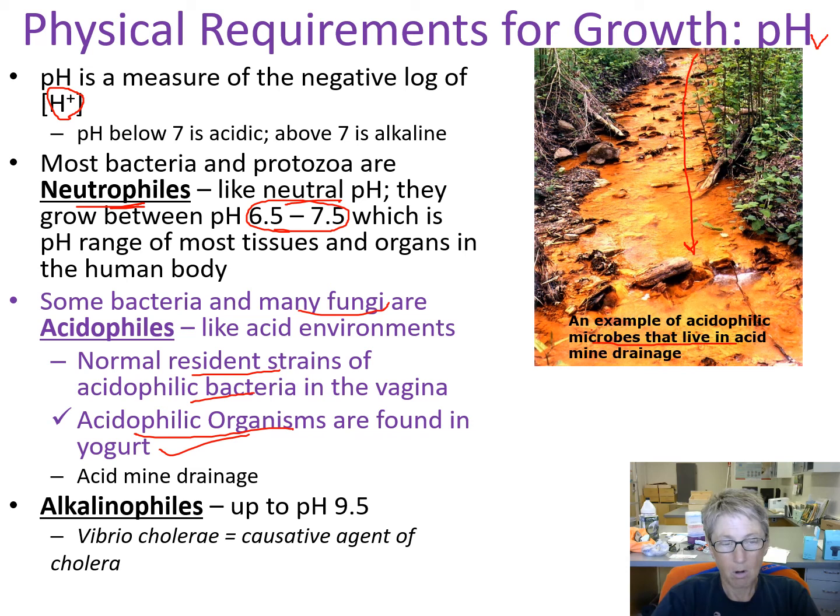If you are an alkalinophile, that means you love a high pH, up to 9.5. So Vibrio cholerae, the causative agent of cholera, is an alkalinophile.